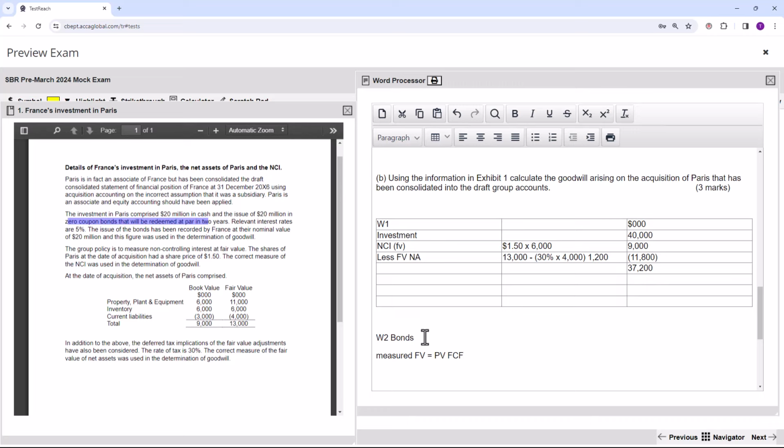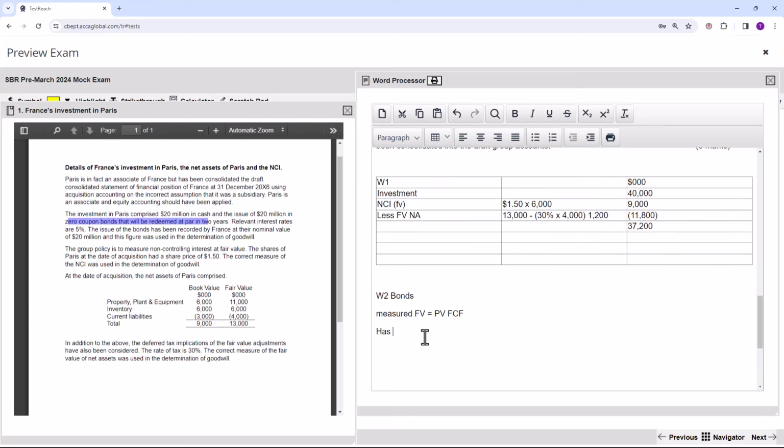I am lapsing into teaching mode. Yeah, so it has been recorded at 20 million. It should be recorded at the present value of the future cash flow. So effectively, that means 20,000 at 1.05 to the power 2. Yeah, because the time value of money is rolling at 5%.